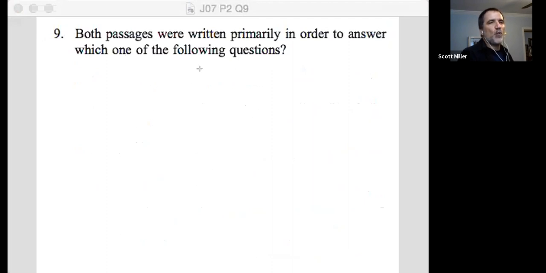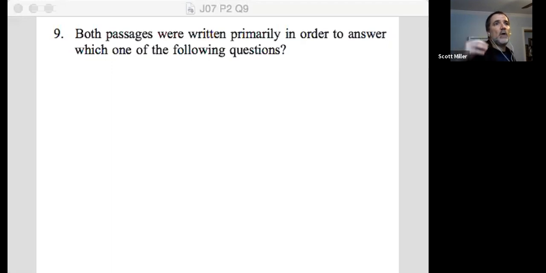Primarily in order to answer which one of the following questions. Okay, so it's like the primary purpose of the passage. So think about the question types we've talked about: identification, inference, and synthesis. What type of question is this? So this would be a synthesis question.